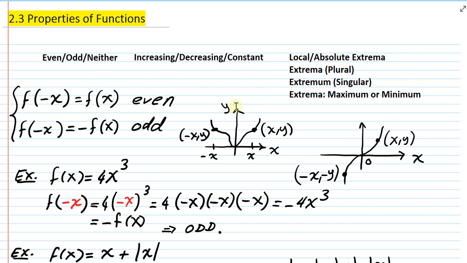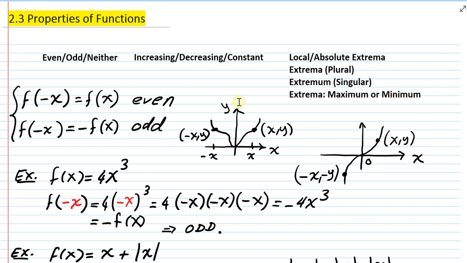Well, let's talk about some properties of functions. The properties we're interested in this section are whether a function is even, odd, or neither; whether the function is increasing, decreasing, or constant; and whether the function has any kind of maximum or minimum, be it local or absolute. Now, the maximum and minimum are often referred to as the extrema of the function.